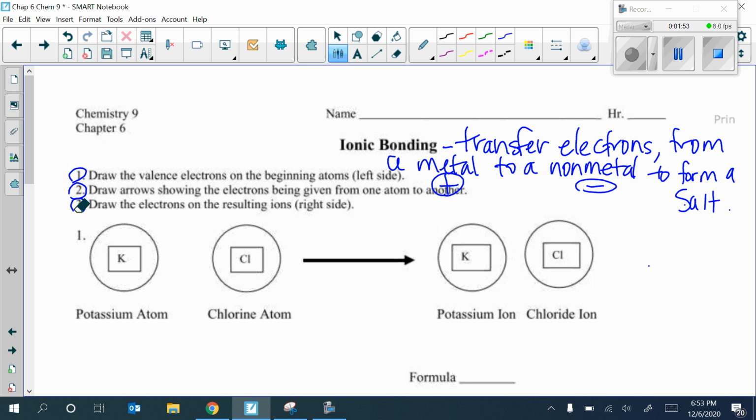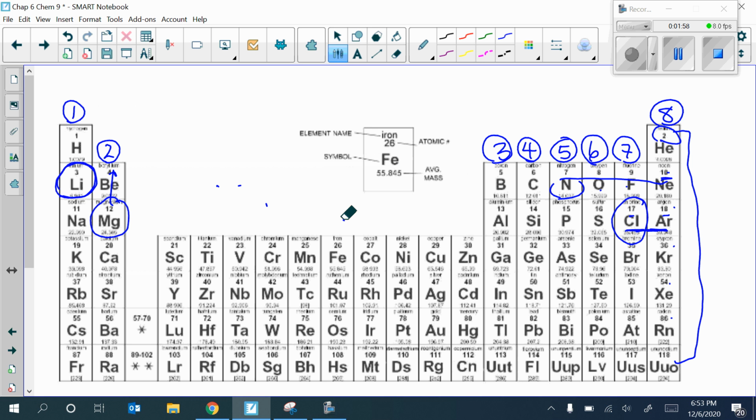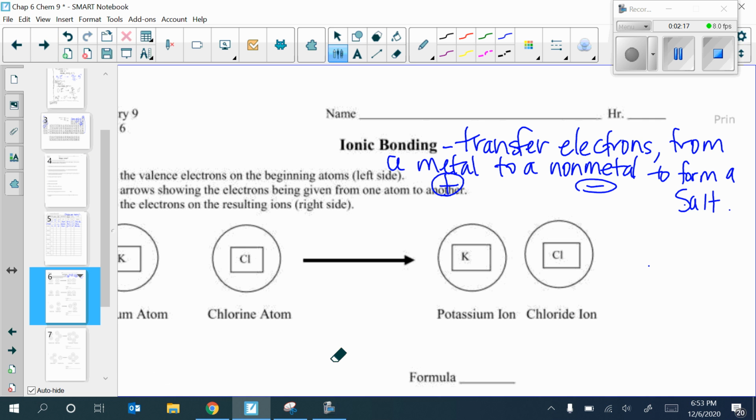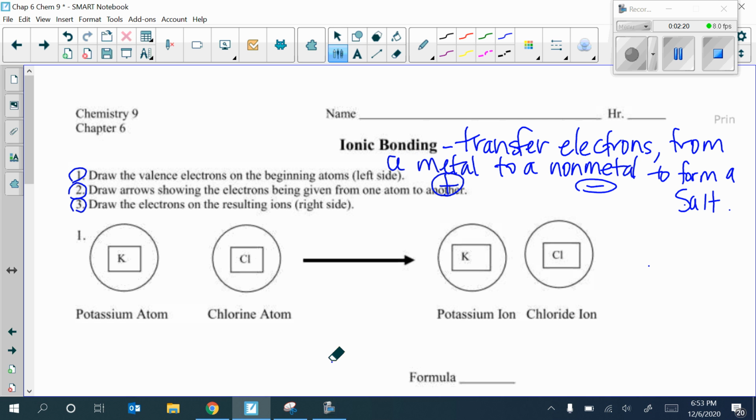And so we have potassium and chlorine, so we have to find the number of valence electrons. On our periodic chart that we've been using, we have potassium, which is right here. So it has 1 valence electron. And chlorine is in family 7. So we can see that they are going to be able to bond to each other because one's going to give up one and one is going to gain. So potassium has 1 valence electron, so we'll put 1 dot on here. Chlorine had 7. So 1, 2, 3, 4, 5, 6, and 7.